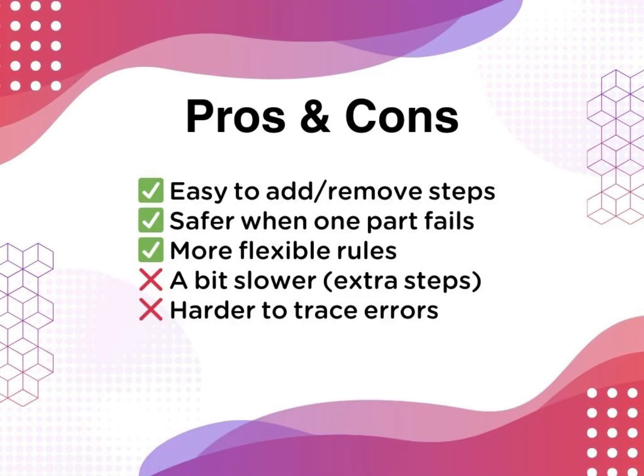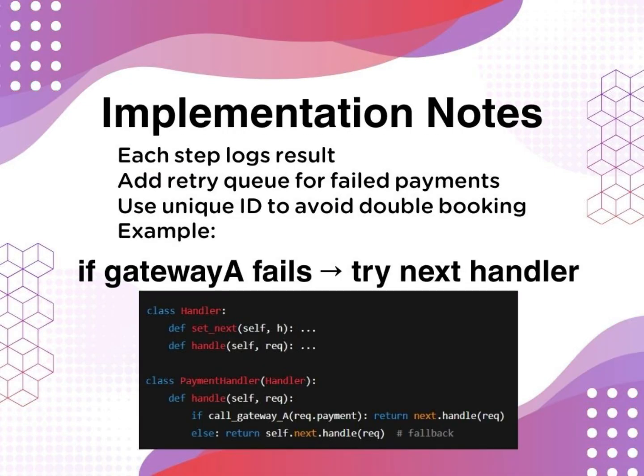Pros and cons. It is easy to add or remove steps. It is safer when one part fails. It has more flexible rules, but it could be a bit slower with extra steps, and it could be harder to trace errors. On implementation notes, each step logs results. It adds a retry queue for failed payments. It uses a unique ID to avoid double booking. For example, like we mentioned earlier, if gateway A fails, it will try the next handler.